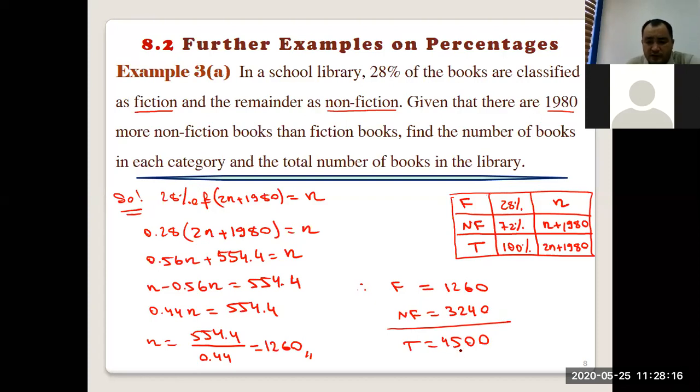are 4,500 books. Okay, let me just write it somewhere because we are going to need this in the second example. Fiction books 1260, non-fiction books 3240, and total number of books 4500.